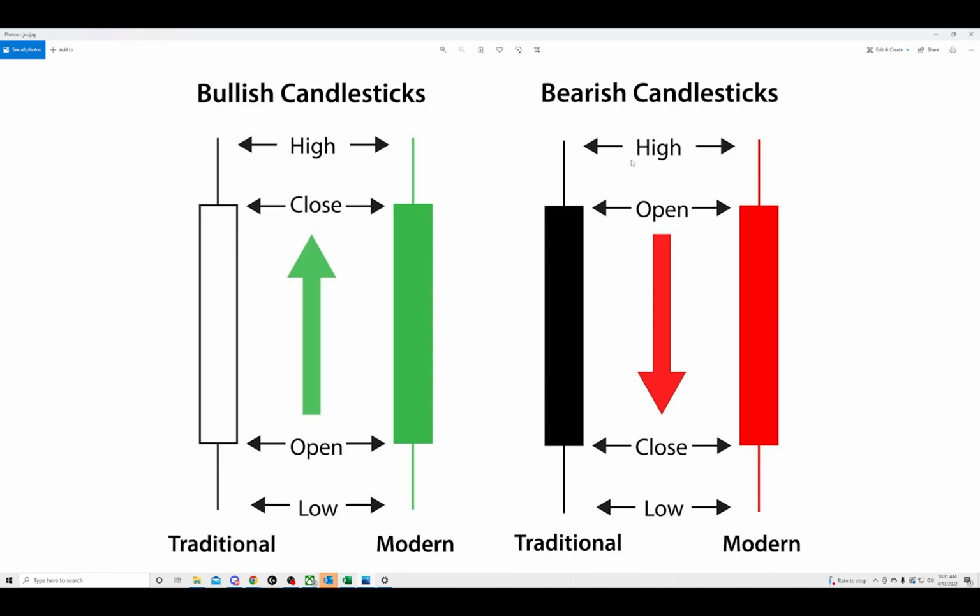The reverse of that over here on the bearish, the price opened here. Let's say this is 100. It opened at 100, went up to 105, down to this low point, and closed down here. Let's call this 90. So if it opened at 100 and closed at 90, the price is going down. It's red. It's a bearish candlestick. Okay, I hope you're all following me so far.